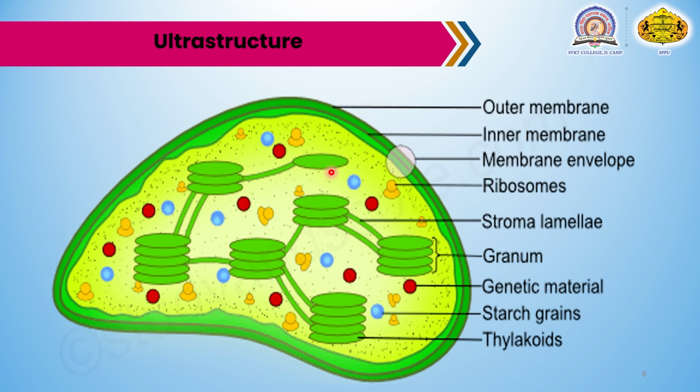There are various membranes and various materials present in the ultrastructure of this chloroplast. First the outer membrane, then the inner membrane, the membrane envelope, some materials like ribosomes, genetic material, starch grain, also the thylakoid membrane, granum and stroma lamellae. Let us discuss some of these points one by one.